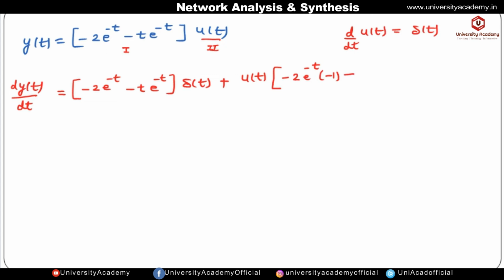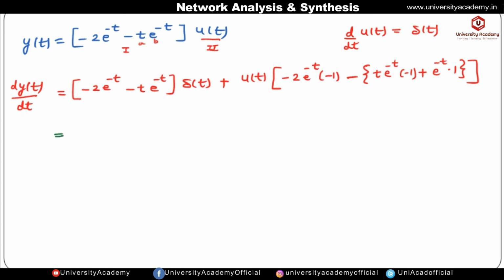Then plus the differentiation of this term. Let us take the minus sign common, so it will be equal to minus, and the differentiation of t into e to the power minus t. I am taking this as the first function and this as the second function. So the first function as it is, the differentiation of e to the power minus t is e to the power minus t into minus of 1, plus the second function as it is, and the differentiation of t is 1. Okay, so let us expand.